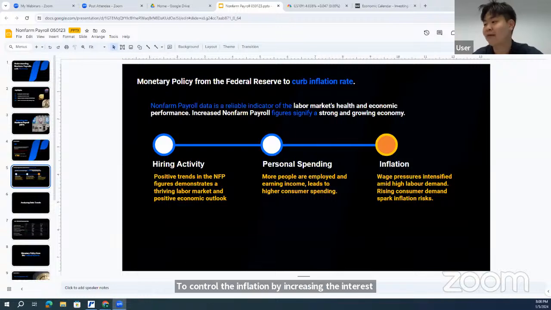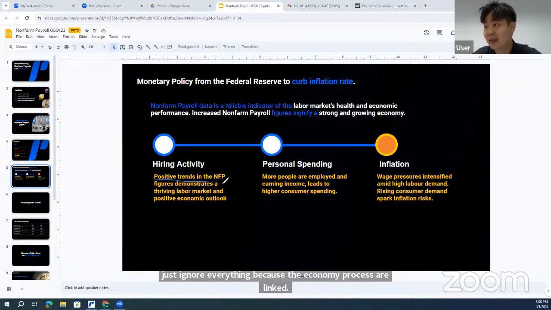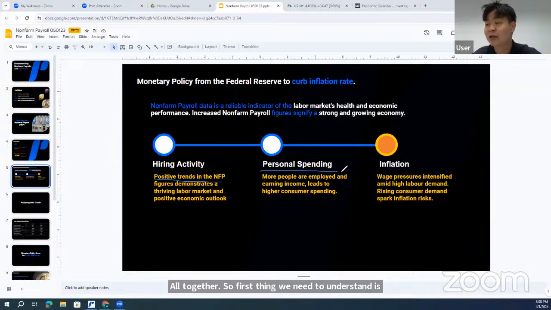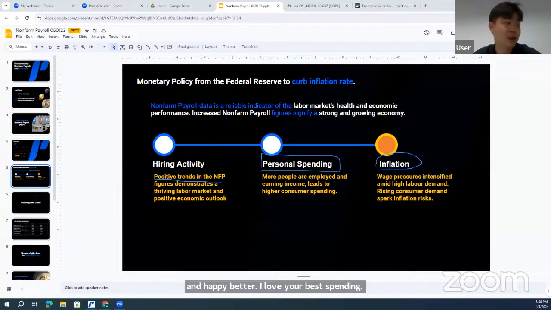It's not like after you understand NFP, you just ignore everything else, because the economic processes are all linked together. So the first thing we need to understand is, if NFP is better, a lot of people are spending. When a lot of people are spending, the cost of goods sold will increase. It means that inflation is going to increase. So when inflation increases, prices become very, very expensive in the United States, and the Fed should control it by increasing the interest rates.